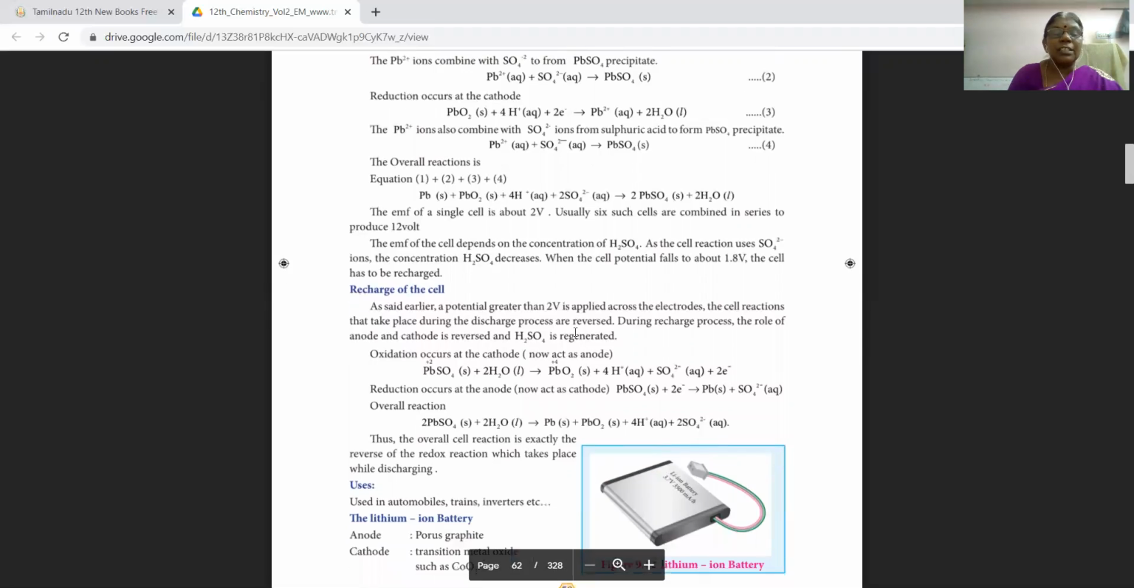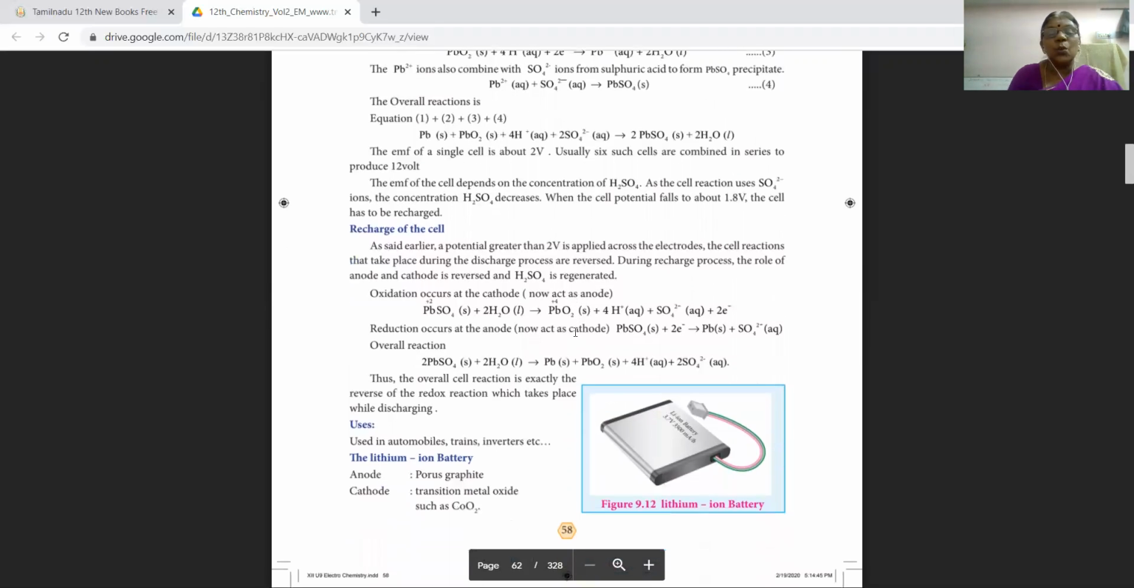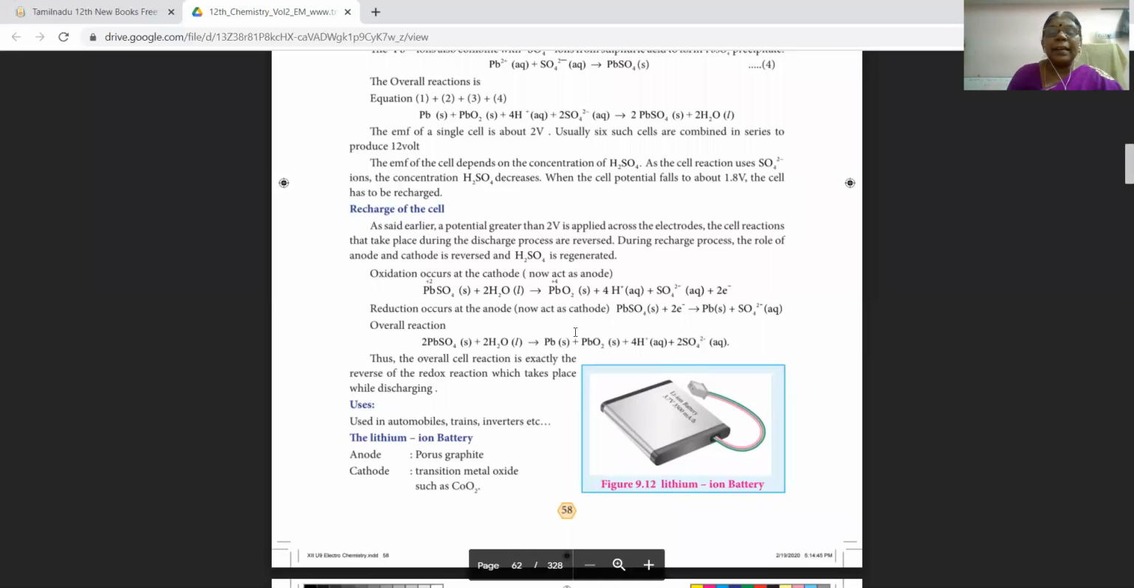Next, recharge of the cell. As we said earlier, a potential greater than 2 volts is applied across the electrodes. The cell reactions that take place during the discharge process are reversed. During the recharge process, the roles of anode and cathode are reversed and H2SO4 is regenerated. That means the anode behaves as a cathode and the cathode behaves as an anode for the reversible reaction.